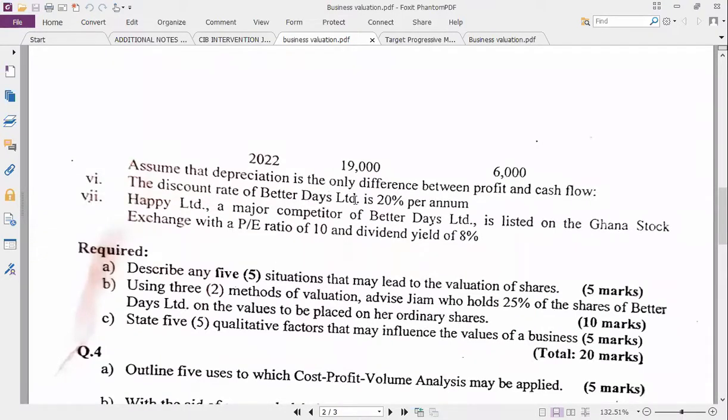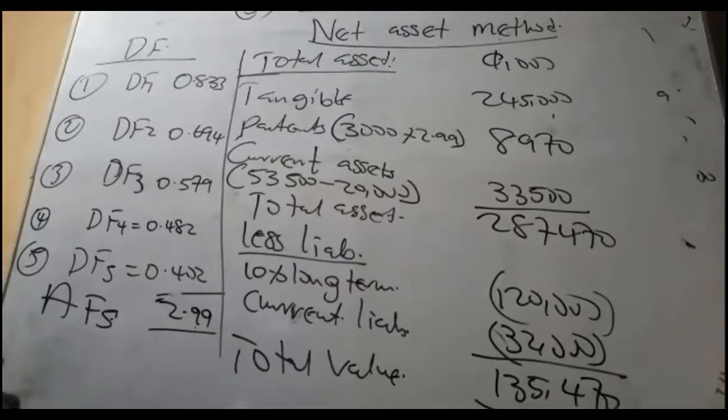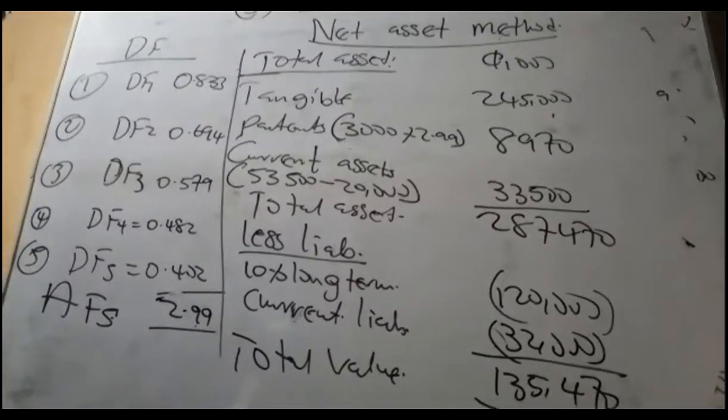What's the name? Jayami or so. So Jayam owns 25%. So you have to find 25% of that value, because they say we should use any three methods and advise GM, who holds 25% of shares of Better Days, on the values to be placed on her ordinary shares. So you just find 25% of it, that's all.